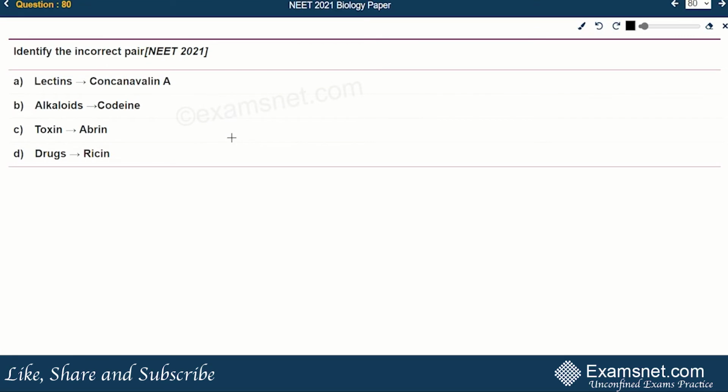Now this question is from the chapter Biomolecules, class 12. And here we have to find the incorrect pair. So on the left hand side we have different types of substances. And on the right hand side we have examples of these substances. So we have to find out which of them is not the correct example of a particular substance. So let's see, the incorrect one is option D. Why? Because ricin is not a drug. What is ricin? Ricin is a type of toxin and it is obtained from the ricinus plant. So this is the incorrect match.